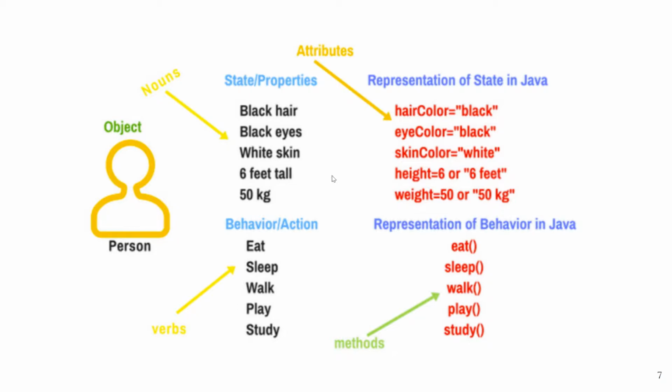So here's one example where we are trying to make a person object. The first thing we do is separate 2 things: the state or properties, and behavior or actions. An example like black hair, black eyes, white skin, 6 feet tall, and 5 kilograms are considered the state or properties, or descriptors you can say, because it describes what the person is. And behavior and actions are the things that the person can do, such as eat, sleep, walk, play, and study.